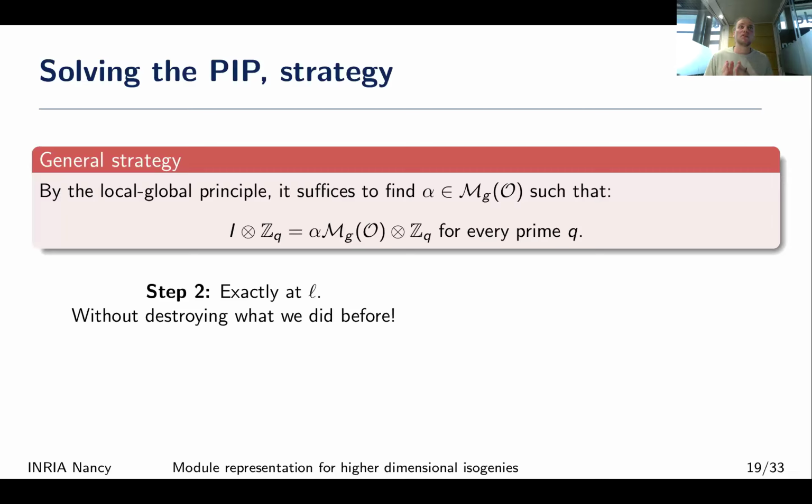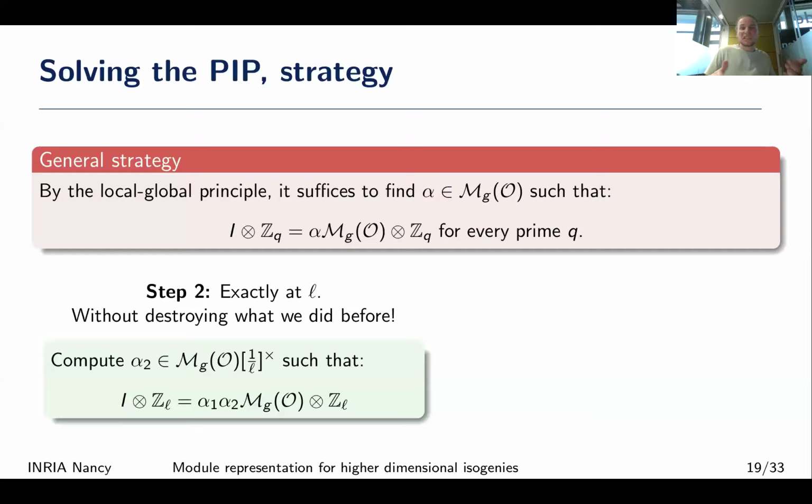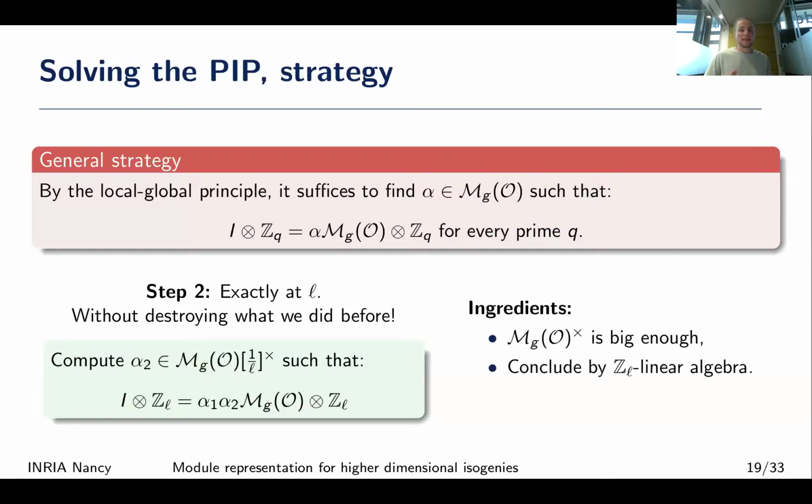We cannot do whatever we want because we don't want to destroy the work we did for every other prime Q. This means that you are going to compute a very specific element in this very specific set of matrices, which are the elements that are invertible, assuming that you can invert the prime L. The fact that alpha 2 belongs to such a space ensures that we will not destroy what we did before, and that will allow us to conclude afterwards. Here the ingredients are a little bit different, because to find such an alpha 2, we crucially rely on the fact that there are enough invertible elements in the matrix space. Afterward, we can conclude by linear algebra over the L-adic integers, but maybe not so naive linear algebra for this step.